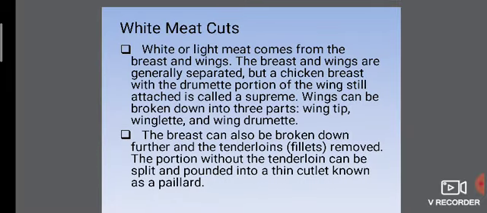Poultry cuts are also divided into two types, white meat cuts and dark meat cuts. White meat or light meat cuts come from the breast and wings. The breast and wings are generally separated, but a chicken breast with the drumette portion of the wing still attached is called a supreme. Wings can be broken down into three parts: wing tip, winglet, and wing drummette. The breast can also be broken down further, and the tenderloins are removed. The portion without the tenderloin can be split and pounded into a thin cutlet known as paillard.